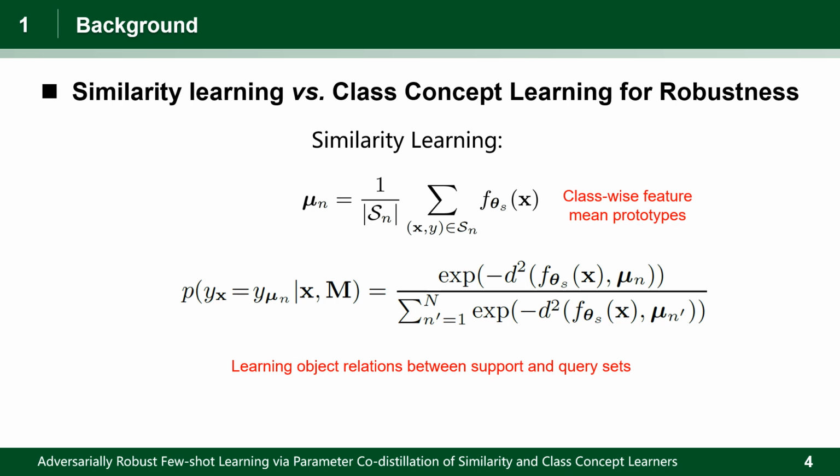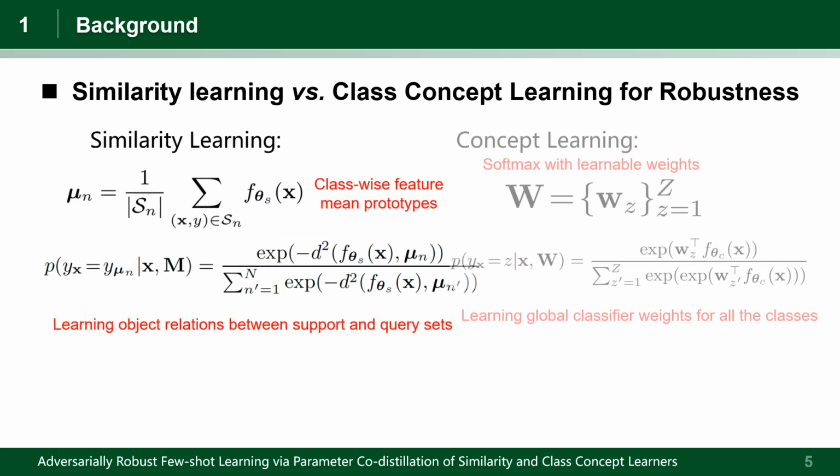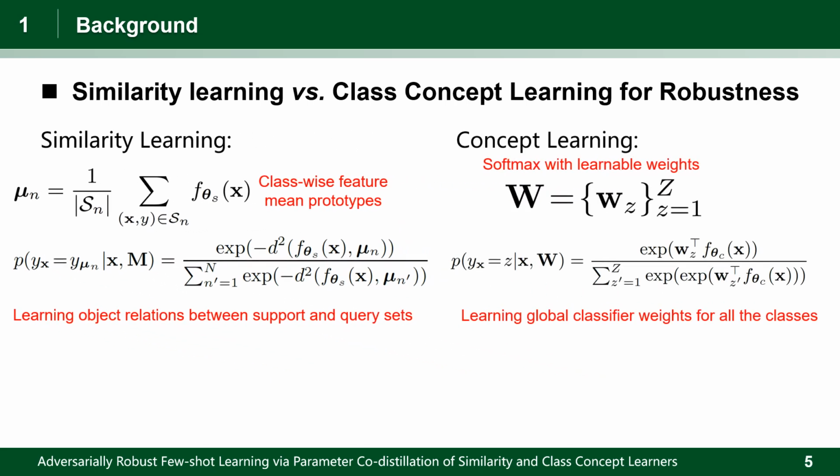Existing methods can be categorized into similarity learning and class concept learning. Similarity learning relies on class-wise feature mean prototypes from the support set to predict the corresponding query samples by measuring feature-level distances. However, it's limited to a restricted label space such as 5 or 10 classes. In contrast, class concept learning optimizes parameters of a global classifier across the entire data distribution, learning from the semantic categories of all training data. Thus, these two paradigms lead to adversarial robustness from distinct viewpoints.